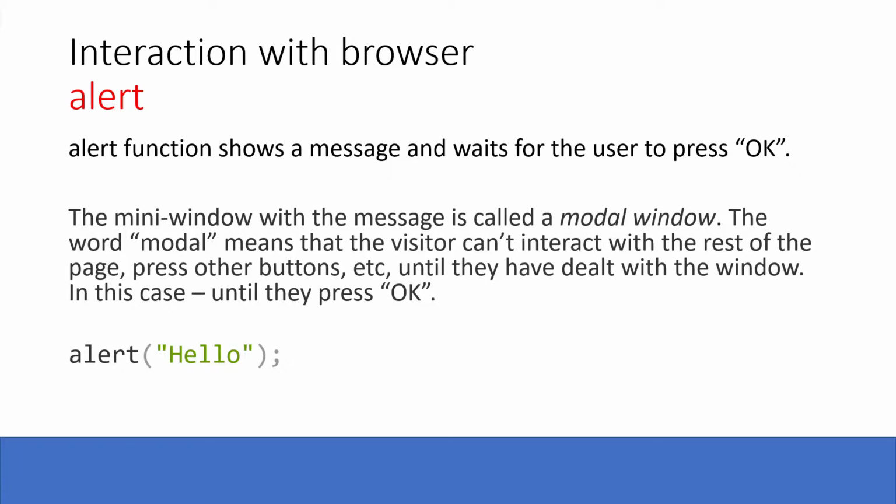Now let's see about the alert function. The alert function shows a message and waits for the user to press OK. The mini window with the message is called a modal window. So when we call the alert function, a modal window will appear to the user. The word modal means the visitor can't interact with the rest of the page, press other buttons, etc. until they have dealt with the window. That means the user can't interact with other parts of the website until they press OK. So this is how you will use this alert function.